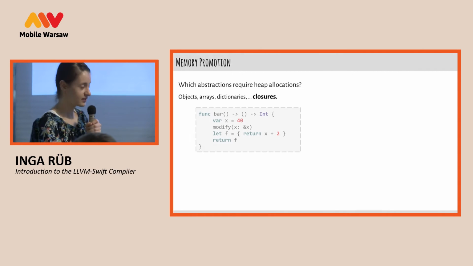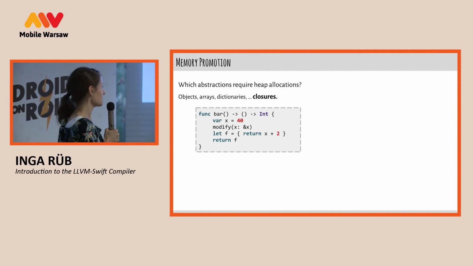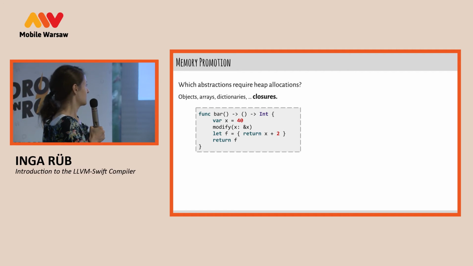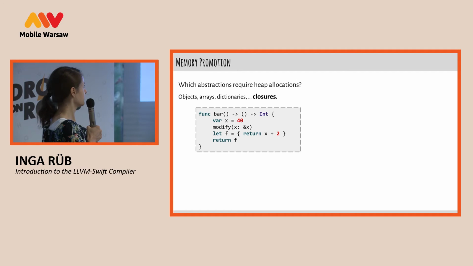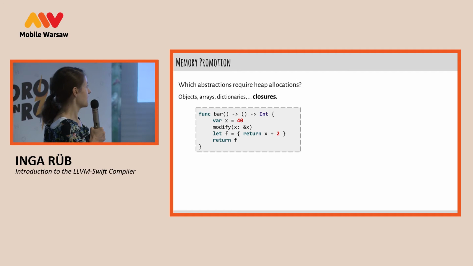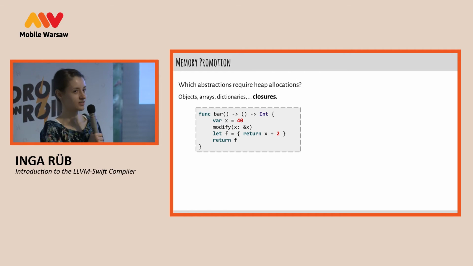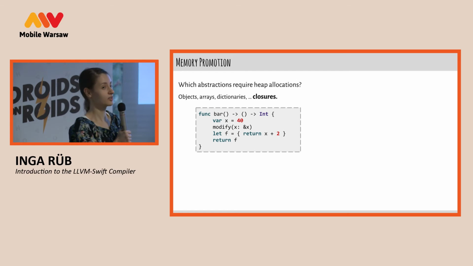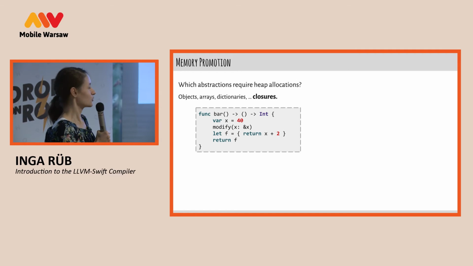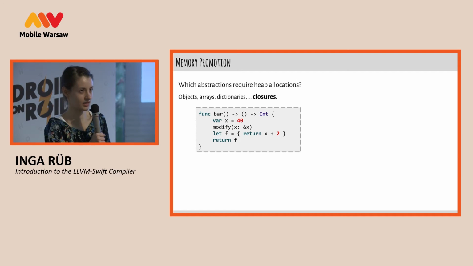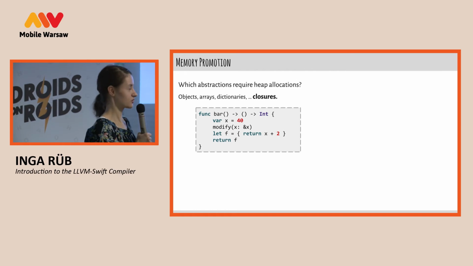Why is it so? Have a look at this example. We have a function bar. We allocate memory for one variable, assign a value 40 to this variable, then we modify it somehow, and create a closure that will be returned. We cannot allocate this variable x on the stack, because after we return from the function, the memory that was allocated on the stack for this function is not valid anymore. We moved the stack pointer. So the variable x cannot be on the stack, it has to be on the heap, and it produces additional cost.